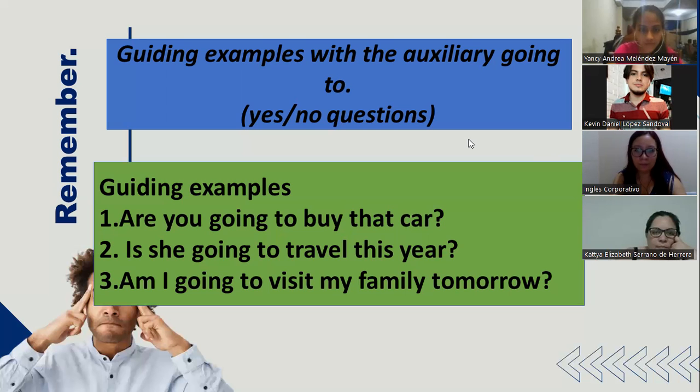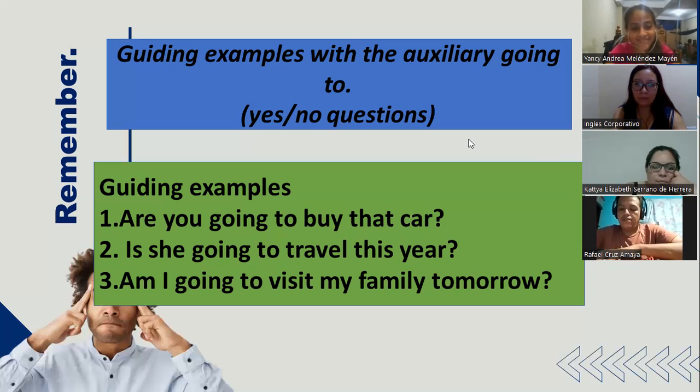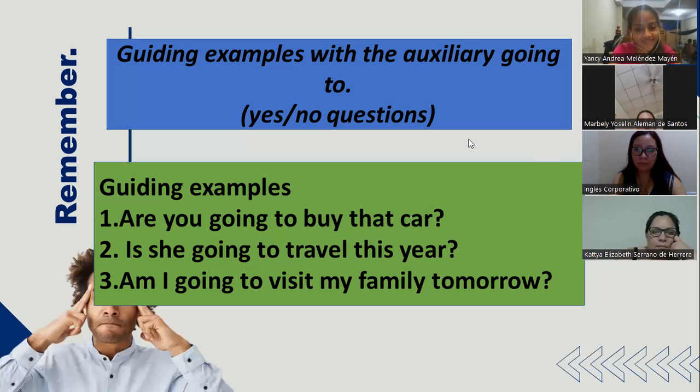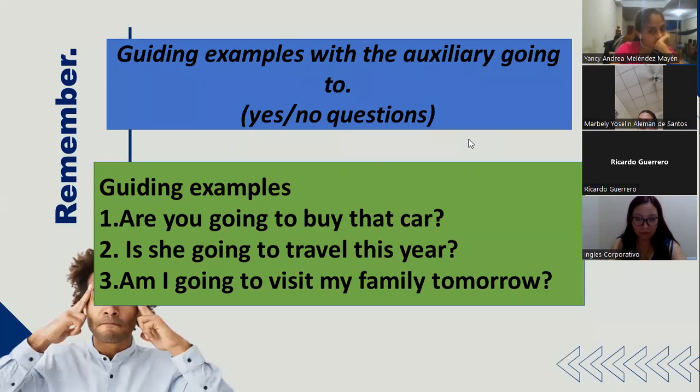Kevin. Carlos is going to go to the university tomorrow. No puede ir el sujeto antes, tiene que ir después del verbo to be. De nuevo. Is Carlos going to the university tomorrow? Correct. That is the structure, Kevin. Very good. Marbeli, please. Are you going to study English tomorrow? Very good. Thank you. Ricardo? Are you going to drive the car? Very good. Thank you. Karen Sofia?